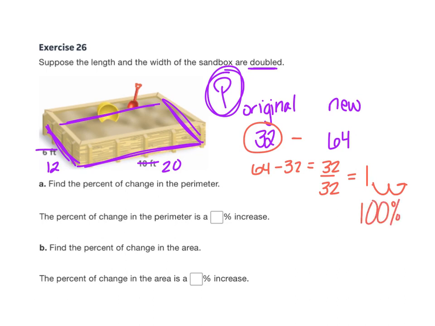If it's a 100% increase, then you have doubled, because it was 32, you added another 32 to it, and now it's 64. So 100% increase means it has been doubled.